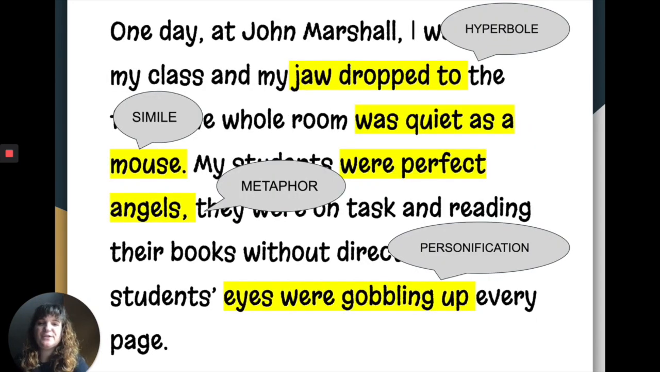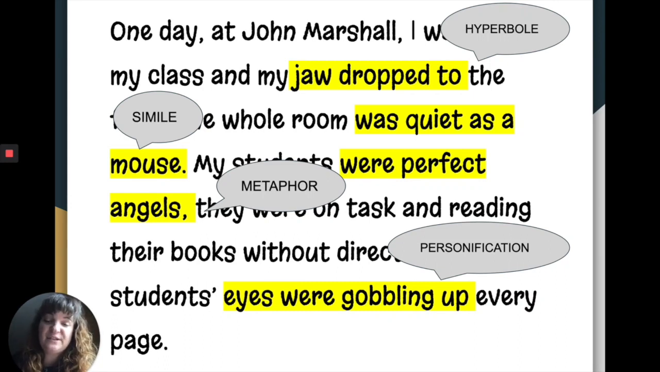So, the first one is my jaw dropped to the floor. That's a hyperbole. I can't unhinge my jaw and drop it. I'm emphasizing and exaggerating my surprise that my students were doing what they were supposed to without any directions. The next one was a simile. The whole room was quiet as a mouse. Now, that's an idiom, but we're all very familiar with that, I hope. Although, it does seem like a paradox. If you've ever heard a mouse, it does not move quietly. It goes squeak, squeak, squeak, squeak. But for the purpose of this example, it's a simile.